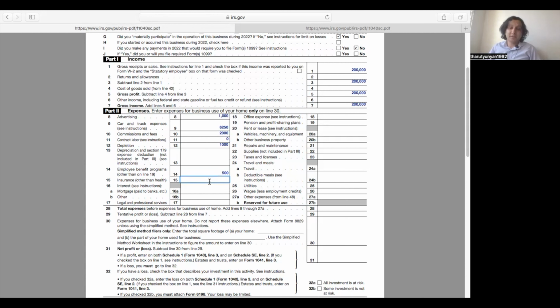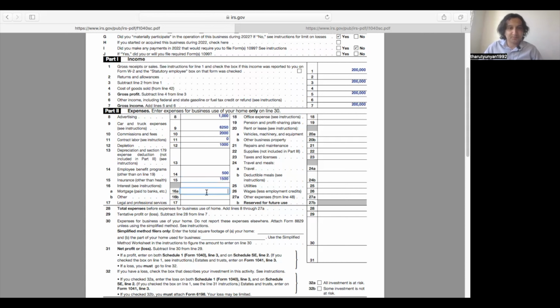Now, insurance. This is not your health insurance, so it's important to understand that. This is your business insurance, right? So liability insurance, et cetera, right? For instance, if there's a fire, right, and all your stuff burns, what are you going to do? You buy insurance for your business. So let's say another $1,500 went on insurance, right?